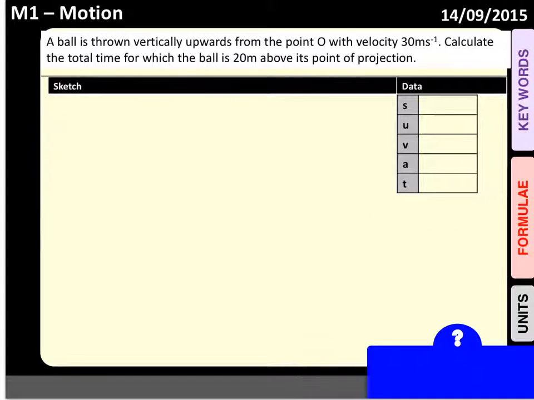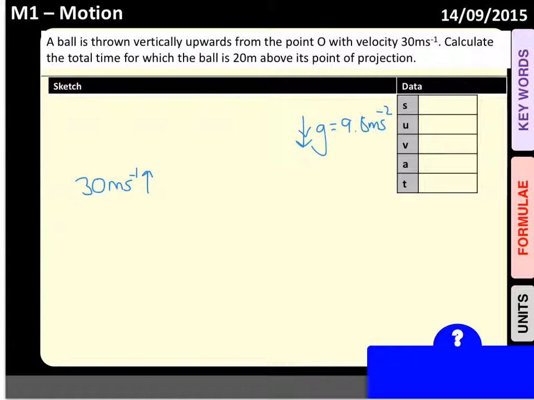So once again here we're looking at vertical motion. We're going to start off with our sketch. As we know that it's thrown vertically upwards from the point O, so point O normally refers to the origin, so that's going to be our starting point here with a velocity of 30 meters per second. We know it's thrown vertically upwards, so we also know that gravity is going to be important, so acting downwards with an acceleration of 9.8 meters per second squared.